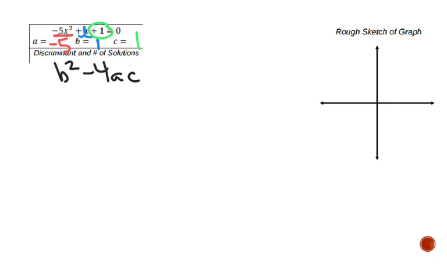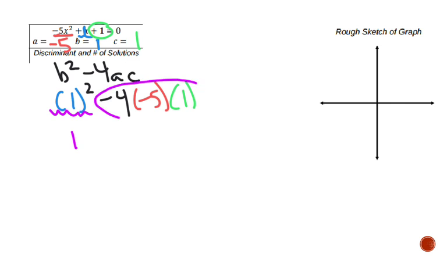So we're going to plug into the formula. So b squared, so our b is 1, squared comes from the formula, minus 4 times our a value, which is negative 5, times our c value, which is positive 1. So now we're going to simplify. 1 squared, 1 times 1 is 1. Then we're going to multiply this over here. Once again, this is negative 4 times negative 5 times positive 1. So that's positive 20. And 1 plus 20 is 21.